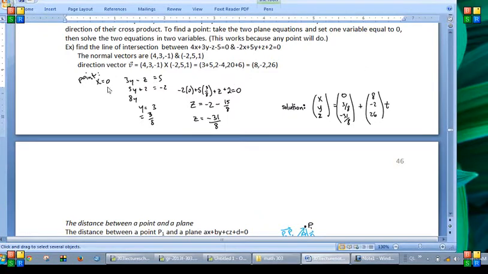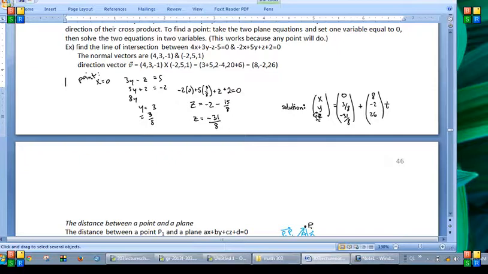So here we just need a point, so we just say let x equal 0. That'll simplify things. And if x equals 0, then your two plane equations just become two equations in two variables, and you just solve for y, solve for z, and that gives you the coordinates of a point in the plane. And then once you have a point on the line of intersection, which is in both planes, on the line.